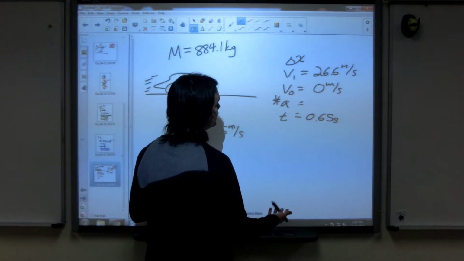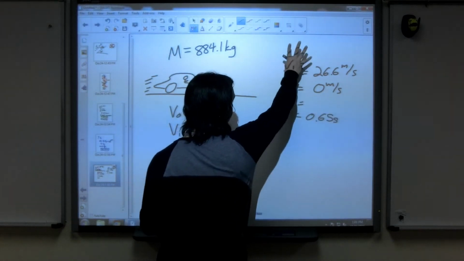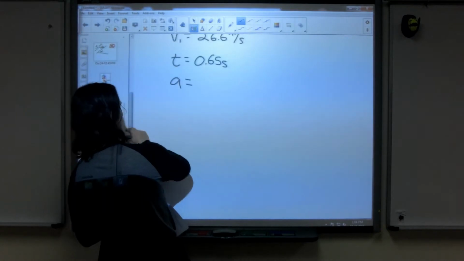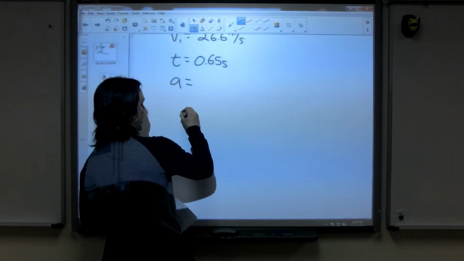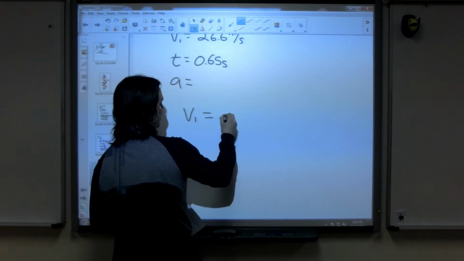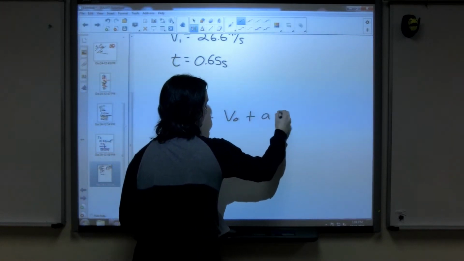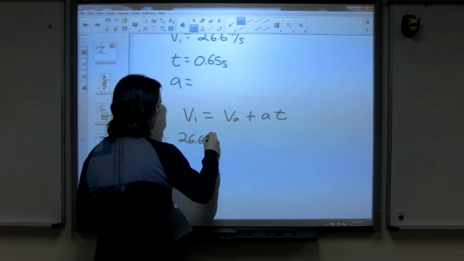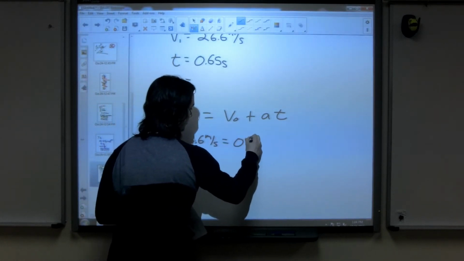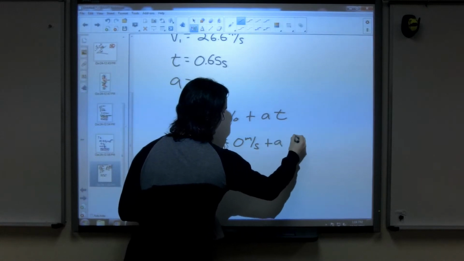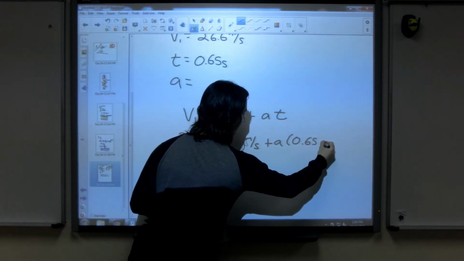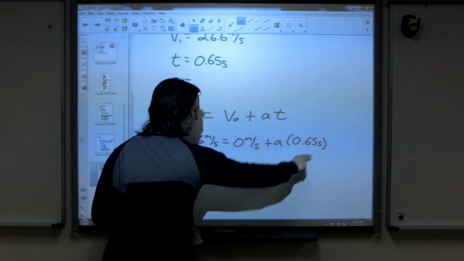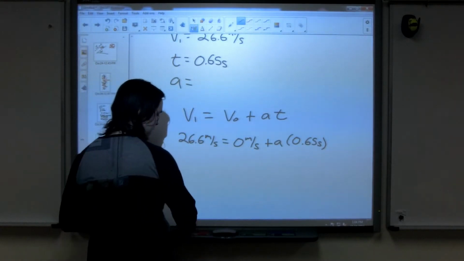All right, we've done this one before. The thing that we do not have and do not want is our displacement, and so our equation will be, if I recall correctly, the first one from the kinematics equation sheet: the final velocity equals our initial velocity plus the acceleration times time. Final velocity is 26.6 meters per second equals 0 meters per second plus a times 0.65 seconds. This guy's 0, so he just disappears, and then we divide both sides by 0.65.